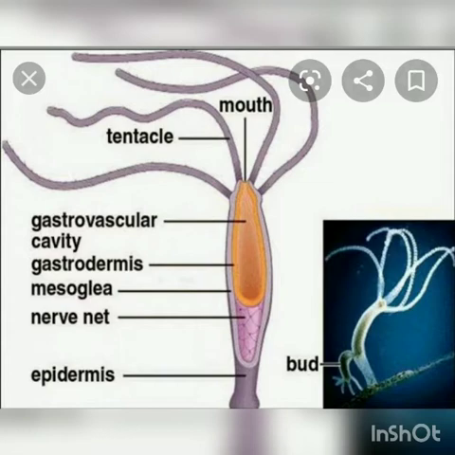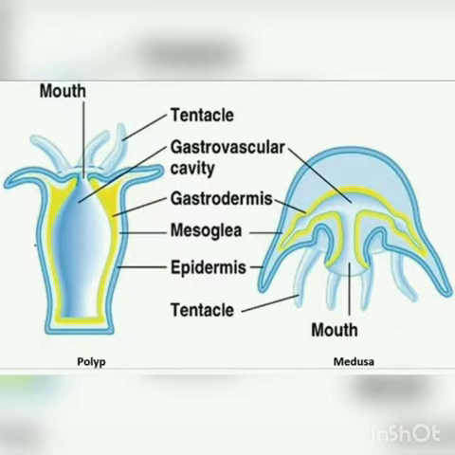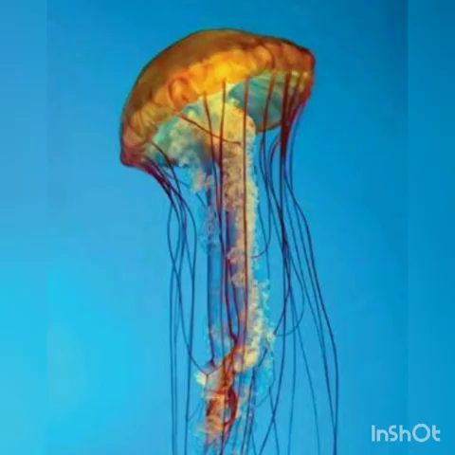And then it exhibits 2 body forms, polyp and medusa. Polyp form and medusa form. And then metagenesis is present. The larva is planula larva. I am giving only the important keywords.